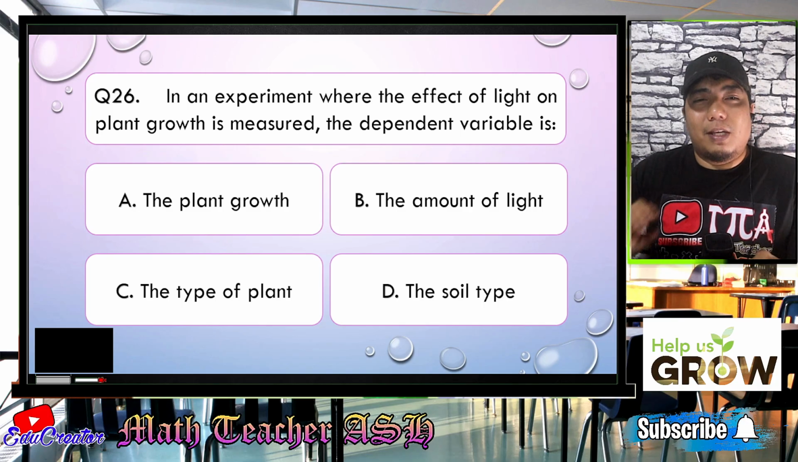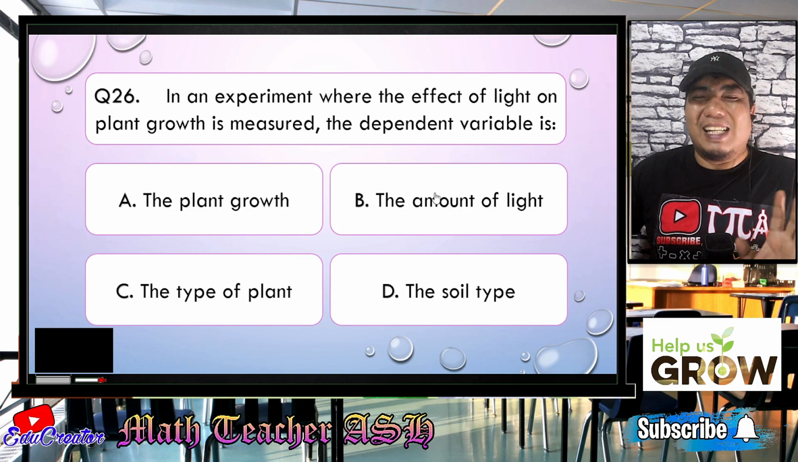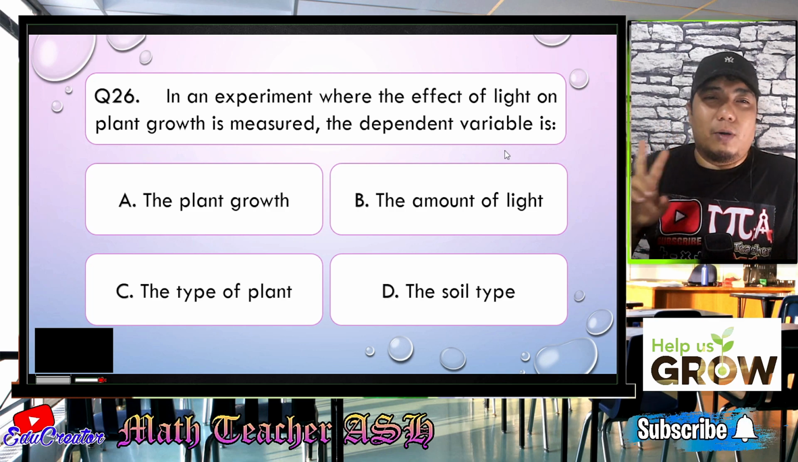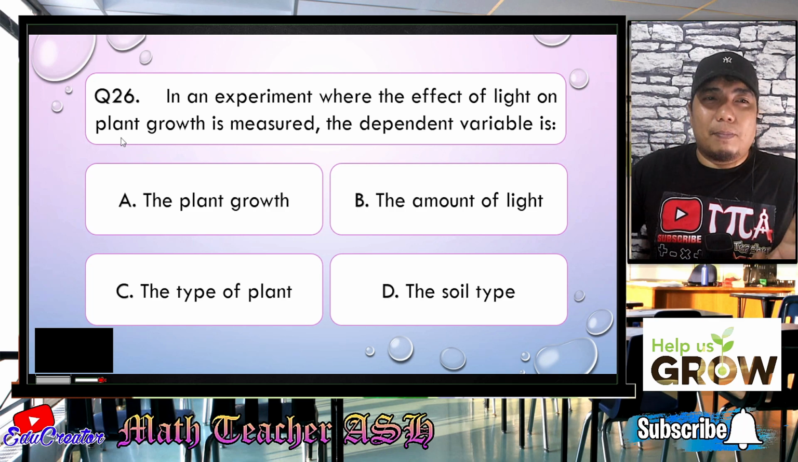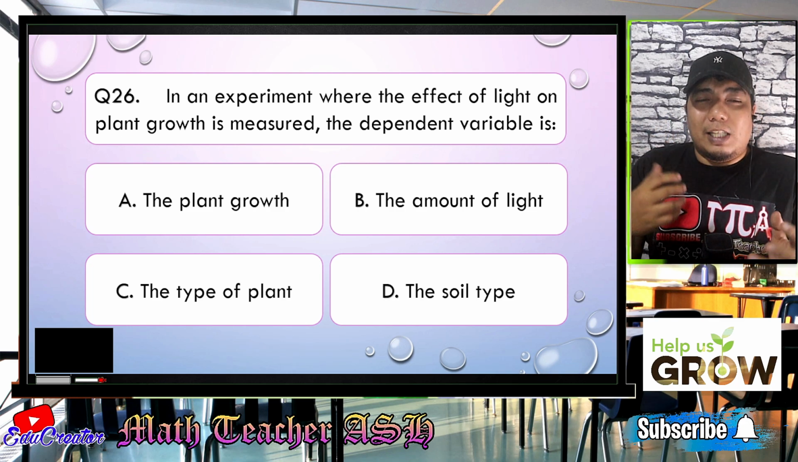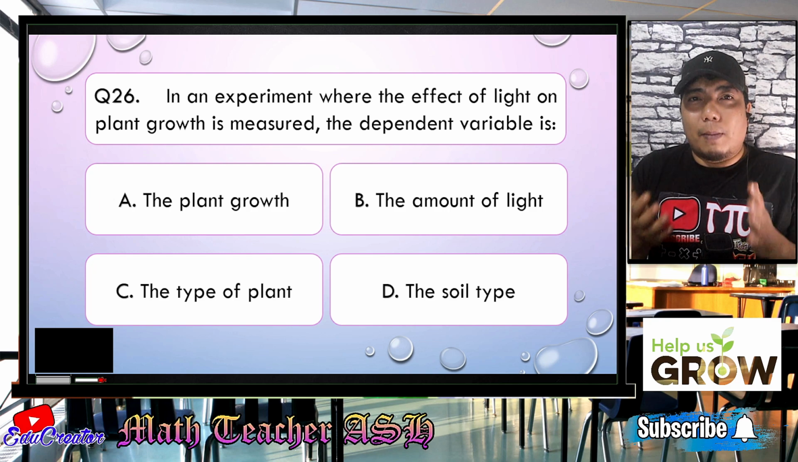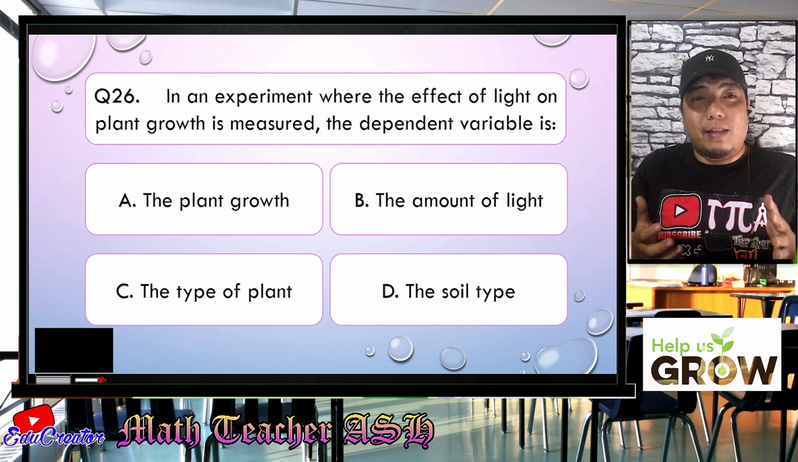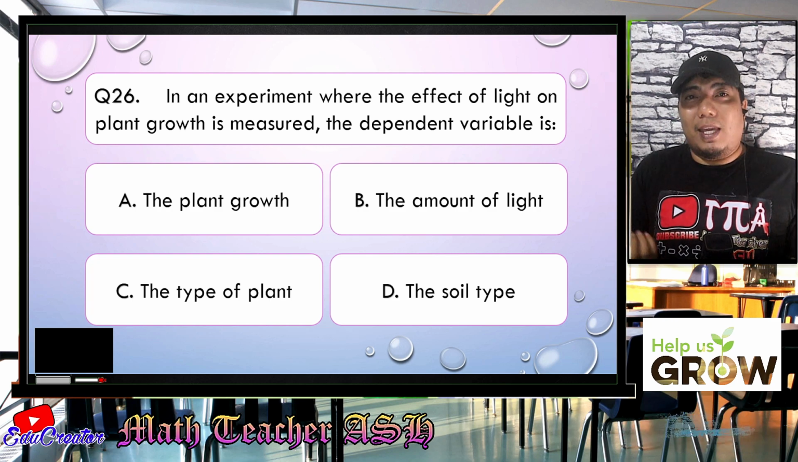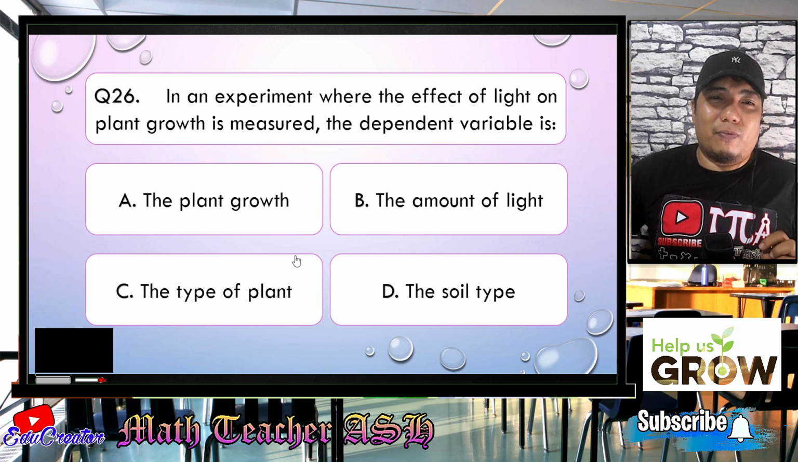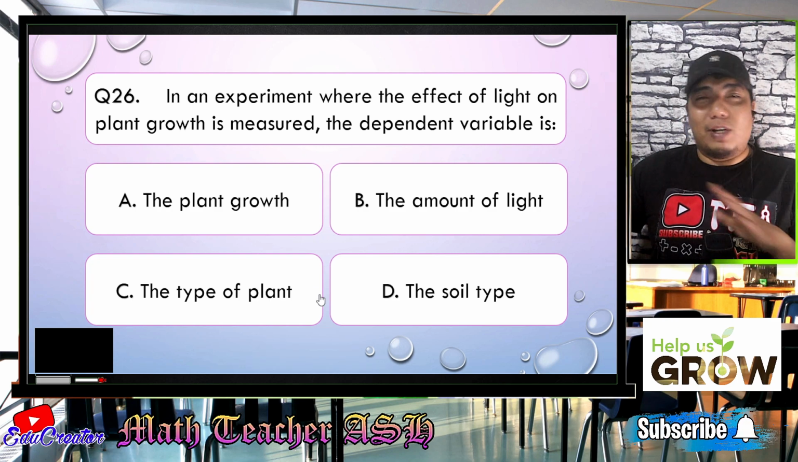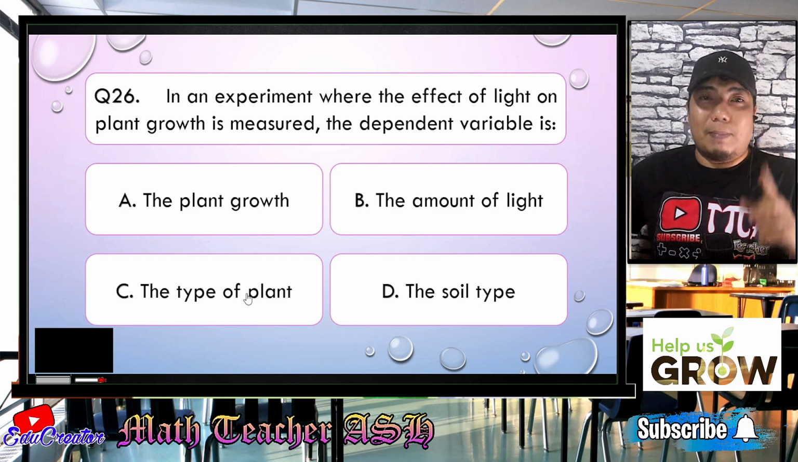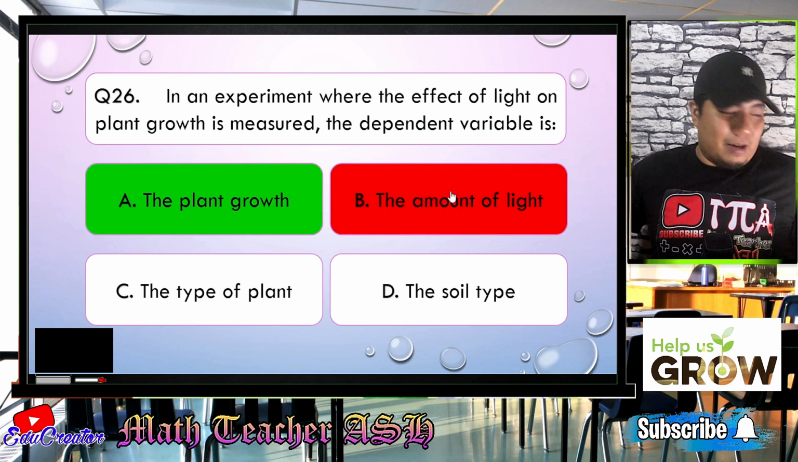All right, my dear math learners, in this scenario we have two variables, the effect of light and the plant growth. Of course, what is being talked about here is how the plant will grow. So the plant growth here is basically dependent on how much light is being given to the plant. Therefore, the dependent variable for this given scenario is the plant growth. Letter A, my dear math learners.